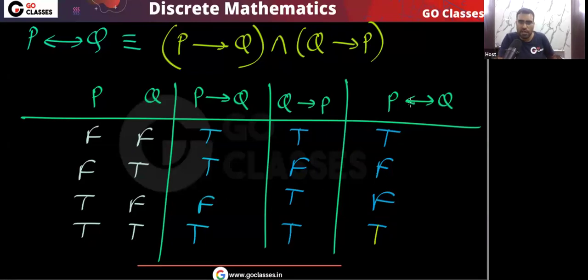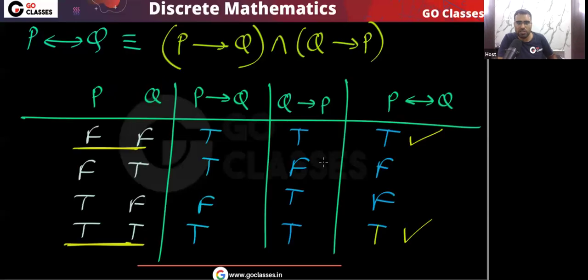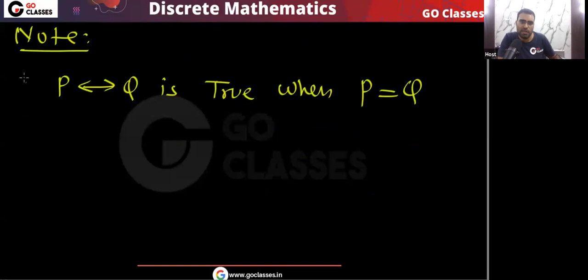Did you notice one thing, that this biconditional is true when P, Q are same? Yes or no? So these are some important points. This is true when P, Q are same, either both are false or both true. So I can say when both are same, then this is true.